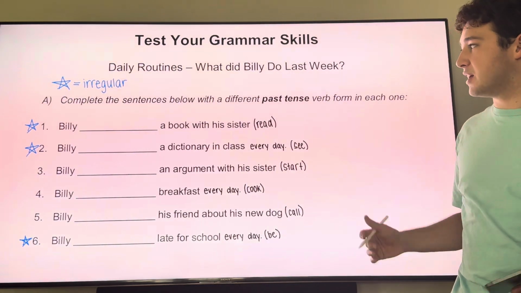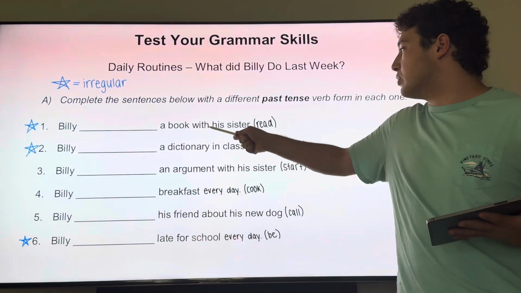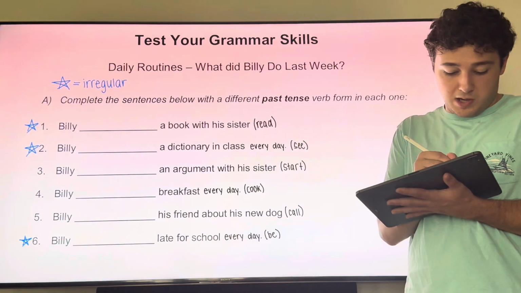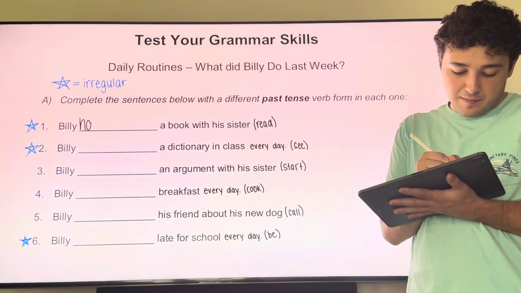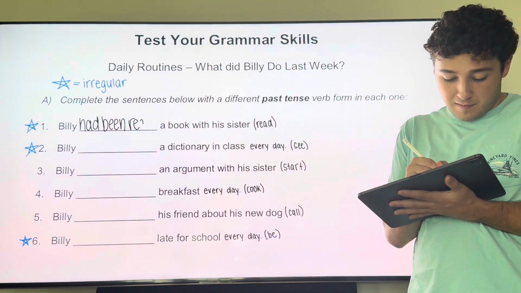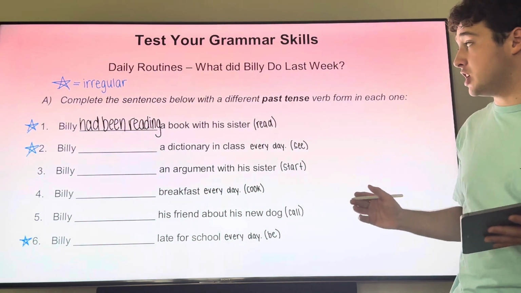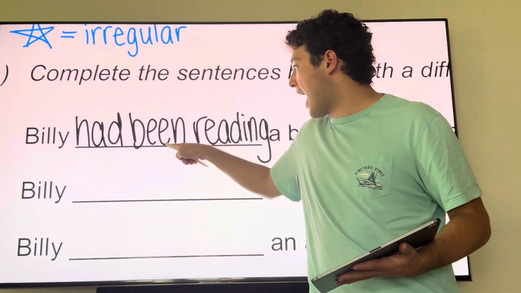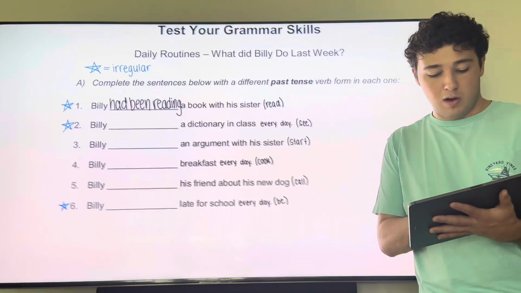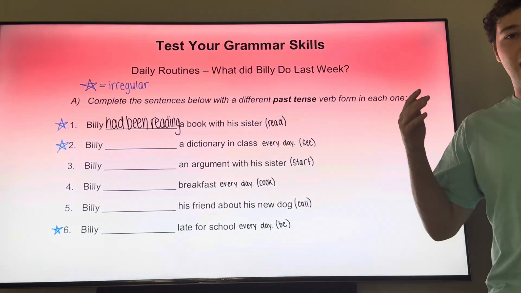This sheet should look familiar. Let's do number 1 together. Billy blank a book with his sister. Okay, so this one would just be Billy had been reading. Because for past perfect continuous, all you do is put had been, take the verb, and add ing. So please go ahead and go through these, it's only 5 more, and pause the video.